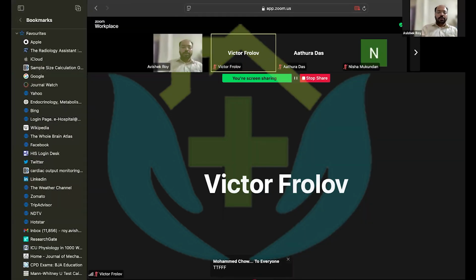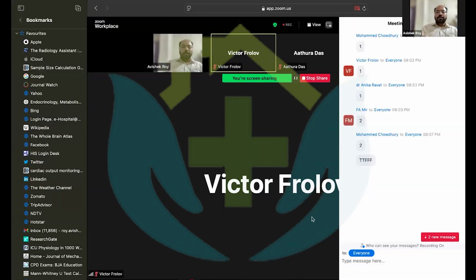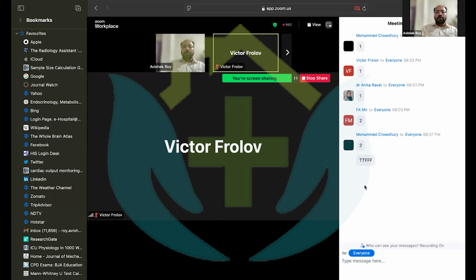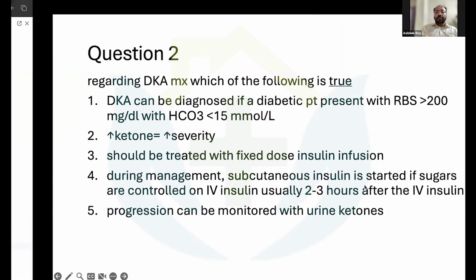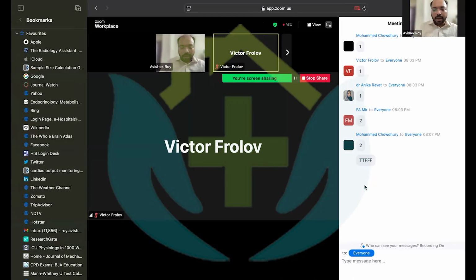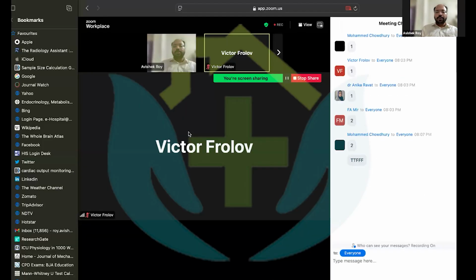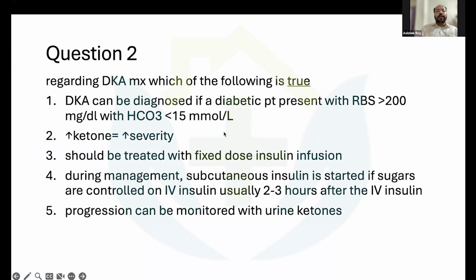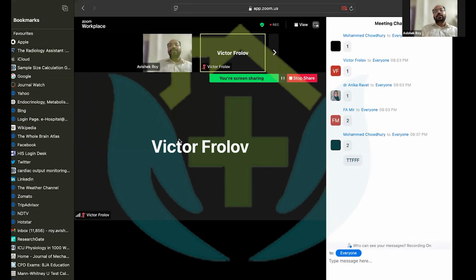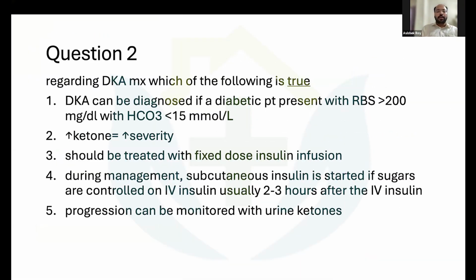Any volunteers? Yes, someone has answered. So it's TT. The first one is false. Let me clarify: the first one is false because you need to have all three criteria. You need to have ketones positive to mark it as DKA. Here you have only two criteria, so that's false. The second one is true indeed. Ketones do correlate with the severity of the condition. As I said, more than 6 is severe and more than 3 is mild. That's why the chart that I mentioned is important.